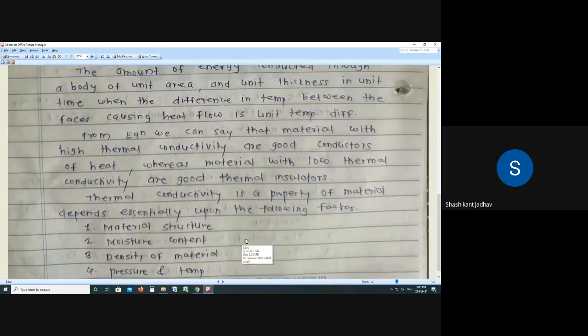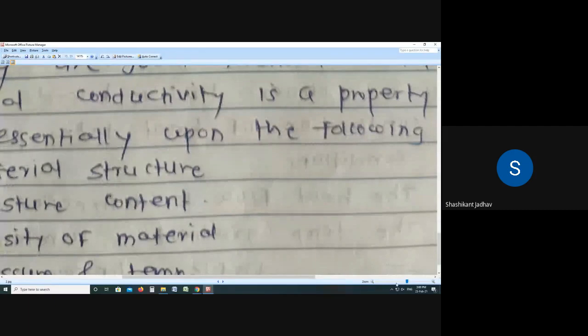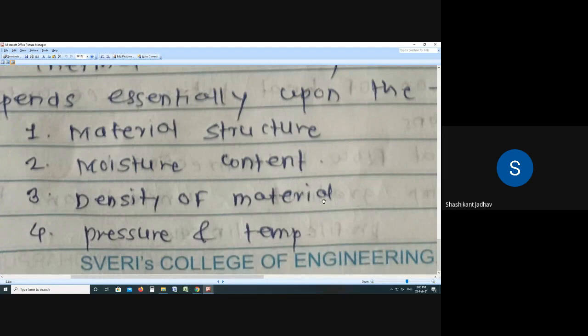Then second one, moisture content. Then third, density of material. And fourth one, pressure and temperature. So these are the factors on which thermal conductivity depends.